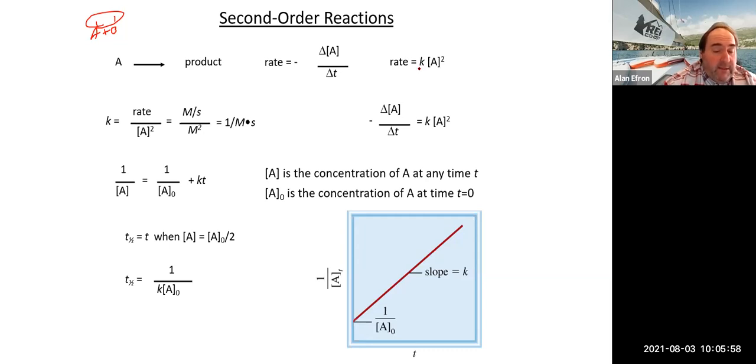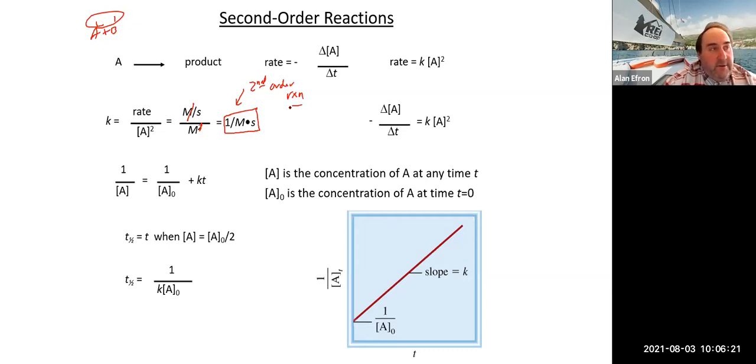If we rearrange and solve for the rate constant and just follow the units, one of the molarities on top and one on the bottom will cancel. This leaves us, as we saw earlier, 1 over molar seconds. And these are the typical units that you associate with a second order reaction.